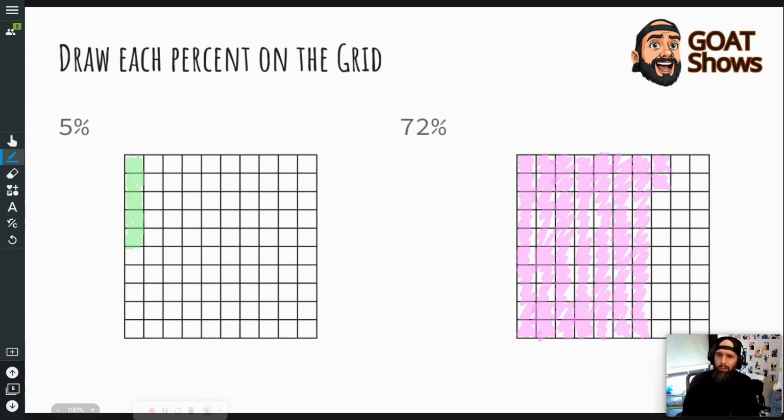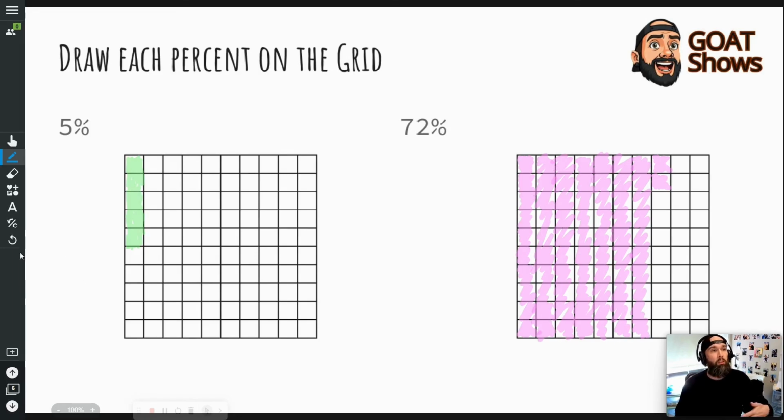72 is more than 5. So, of course, 72% is going to be more than 5%. But if I were to close my eyes and pick a square randomly, chances are I'll get a purple one. Maybe I won't. It's a decent possibility that I won't. But 72% is more than half. So that's what percents look like on a grid.